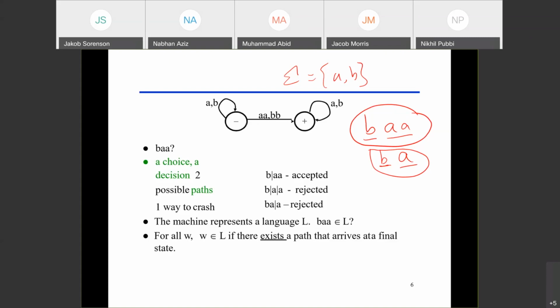Not entirely sure. Okay, no problem. Jacob Morris. Yes. So we have this word B as one input and A as the second one. Is this accepted or not in this DFA? No. Why? It ends in the initial state.